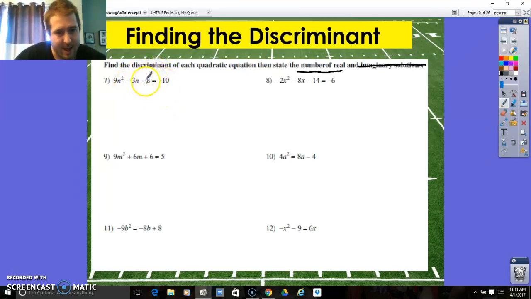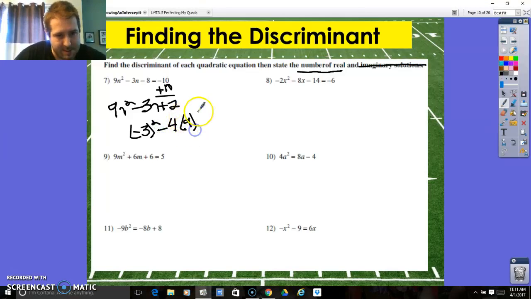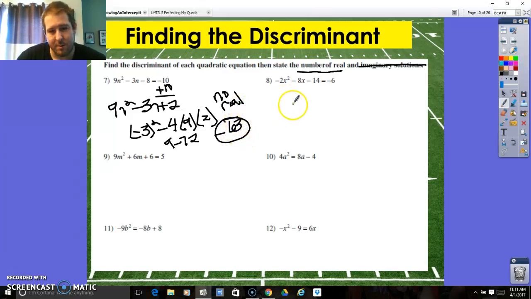So I got to add 10 to both sides. So that gives me 9n squared minus 3n plus 2. Now that I've done that, now I can do negative 3. So that's b squared minus 4 times a times c. Negative 3 squared is 9. Negative 4 times 9 is negative 36. Times 2 is negative 72. Now, negative 63 is going to have no real solutions because it's a negative discriminant.